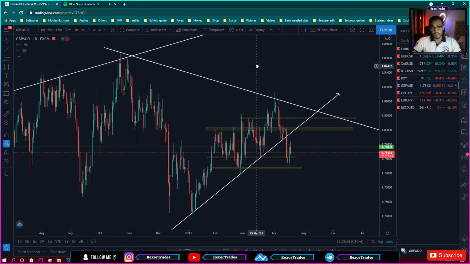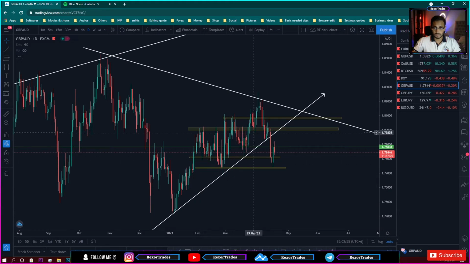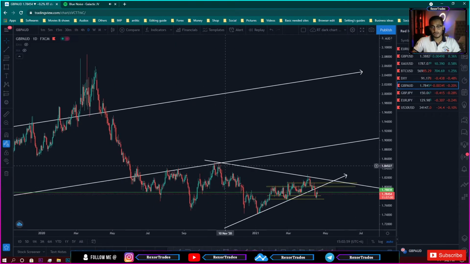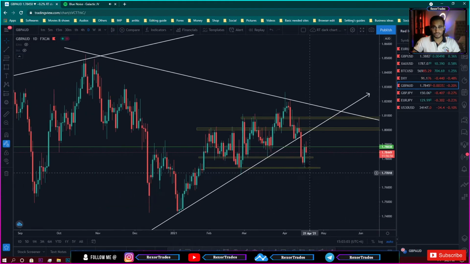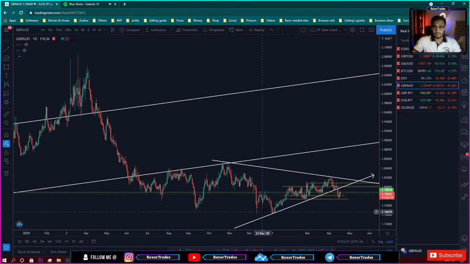Now on the GBPAUD chart on a daily time frame, recently it broke the long-lasting uptrend line with huge bearish momentum, and also a symmetrical triangle that we talked about in our last week's market analysis. We talked about how GBPAUD might retest this zone or this zone and then break this symmetrical triangle pattern on the downside, and it did do that. It broke this symmetrical triangle with some bearish momentum after retesting this zone.